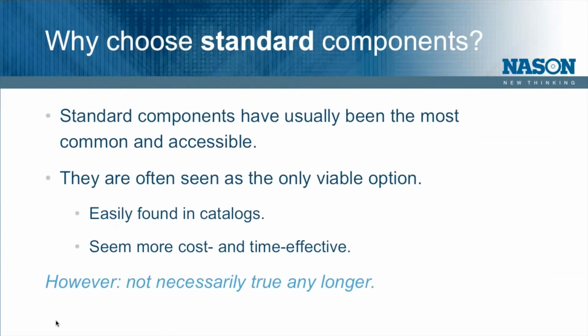So why do design engineers choose standard components? Standard components are historically the natural selection for design engineers because they have been most common and accessible. Standard components are often seen as the only option as they appear in the catalog and have been the most cost-effective and timely option in the past. However, recent innovations have now made it possible to use special components when it has been impossible, or cost or time prohibitive, in the past.